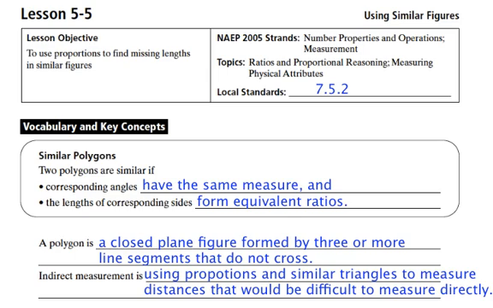Indirect measurement is using proportions and similar triangles to measure distances that would be difficult to measure directly. A good example of this is if you wanted to know how tall a tree is. It's virtually impossible to measure how tall a tree is directly, but we could use this method of using proportions and similar triangles to figure out how tall a tree is.